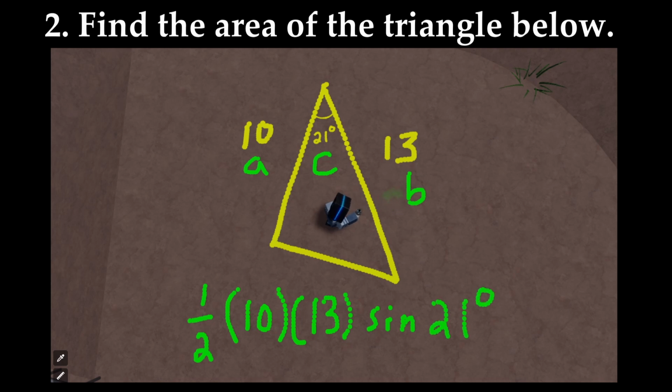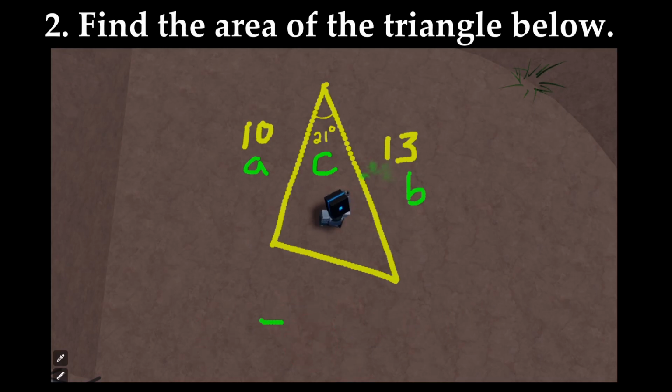And now you just need to compute this on a calculator. So take out a calculator and do 1/2 times 10 times 13 times sine of 21. Make sure your calculator is in degrees and not radians. And then that'll get you the answer. If you do all that, you should get that the answer is about 23.29. So that is the area of this triangle, and we're done.